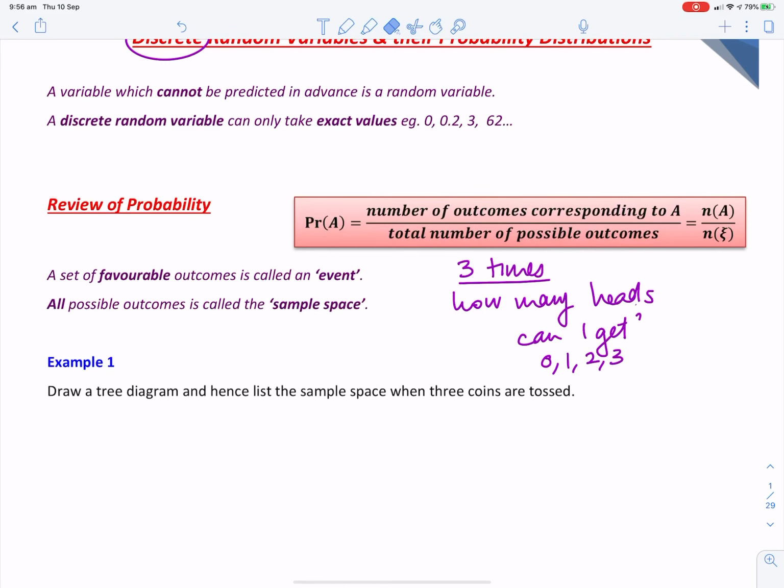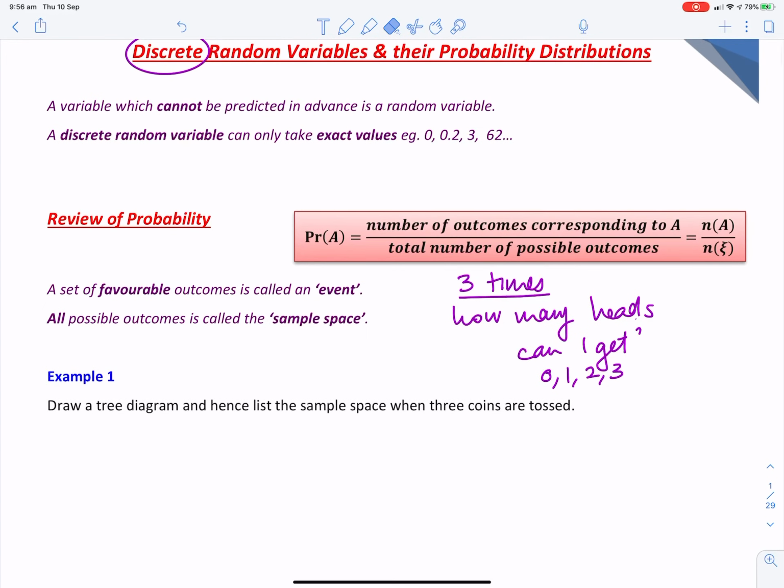So when an outcome can only have discrete values, i.e. the number of heads or the number of tails or the number of sixes, etc., we call that a discrete random variable, or a discrete probability.